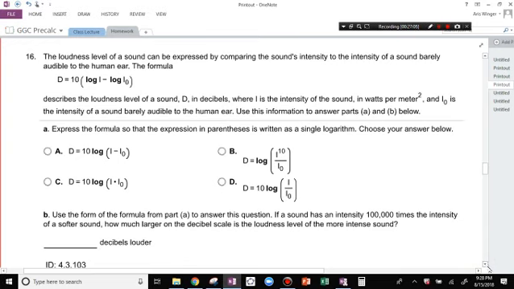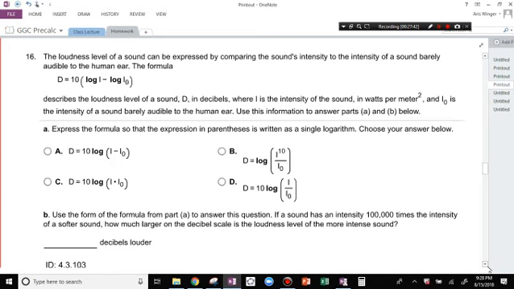Number 16, word problem. The loudness can be expressed by comparing the sound's intensity to the intensity of a sound barely audible to the human ear. There's the formula. How can you rewrite that? Subtracting turns into division. I divided by I0. Which letter? A, B, C, or D? It's D.